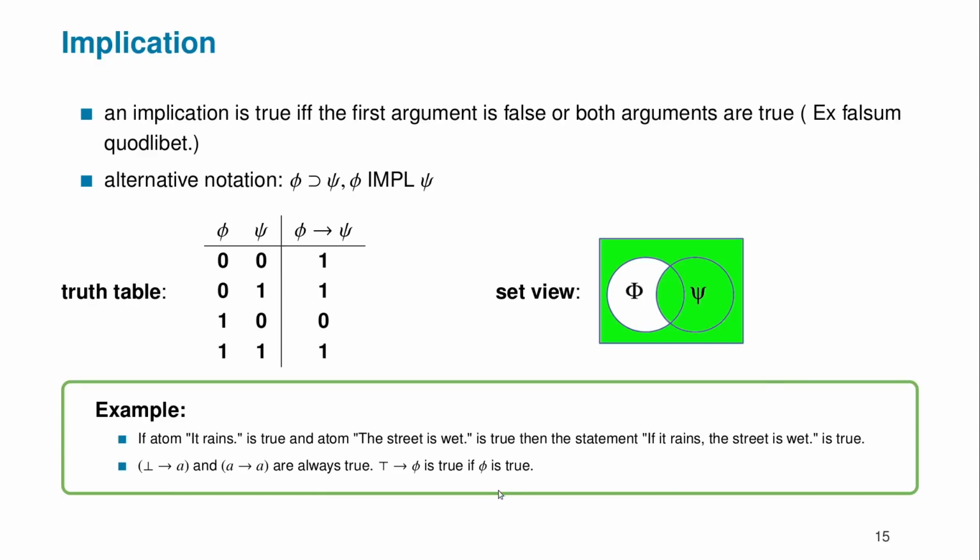This is called modus ponens. This comes from the semantics of the implication. Then bottom implies A is always true because of ex falso quodlibet. A implies A is also always true because either A is false, then the left hand side is false and everything is okay, or A is true, then the right hand side is true, and therefore the expression is true. Top implies phi is true if phi is true.